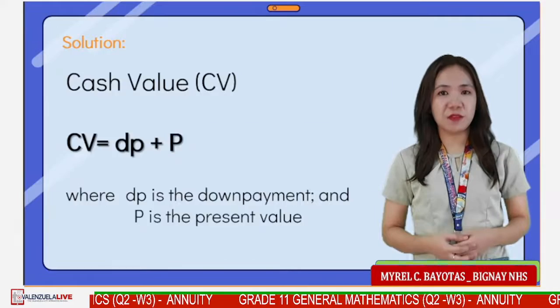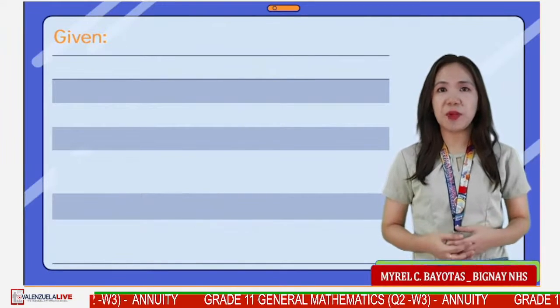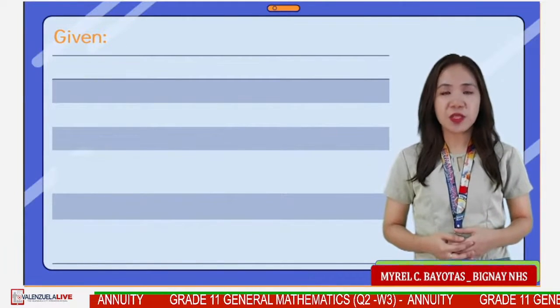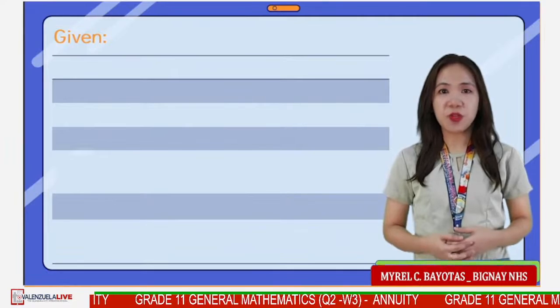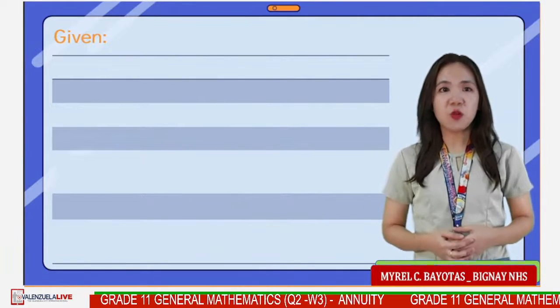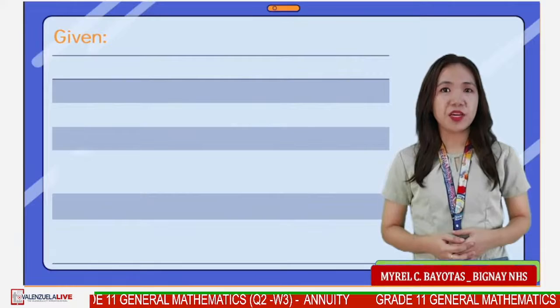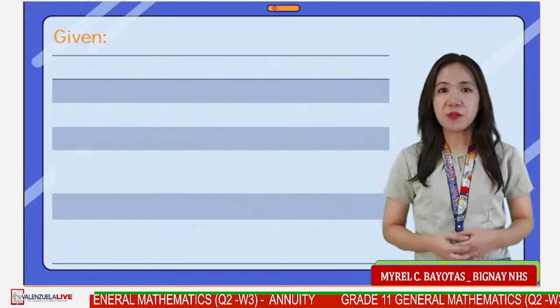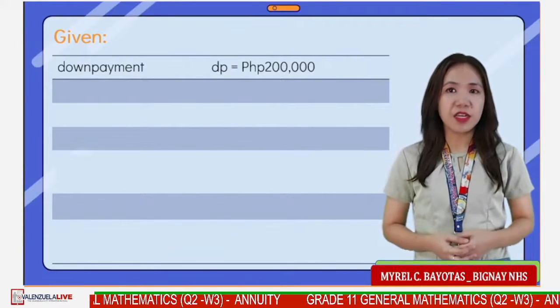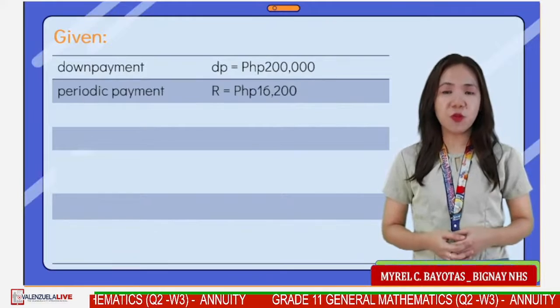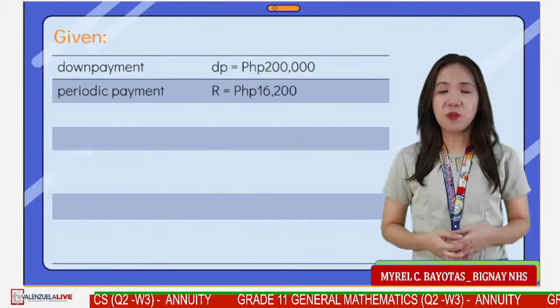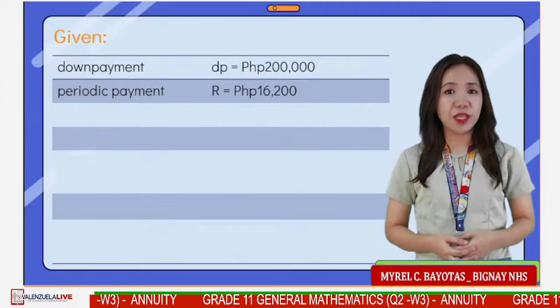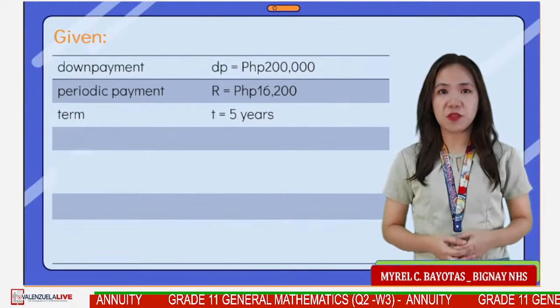Let's list down the given. Mr. Ribaya paid 200,000 pesos as down payment for a car. So we write DP equals 200,000 pesos. To settle the remaining balance, the periodic payment is R equals 16,200 pesos. This will be paid for 5 years, meaning T equals 5 years.